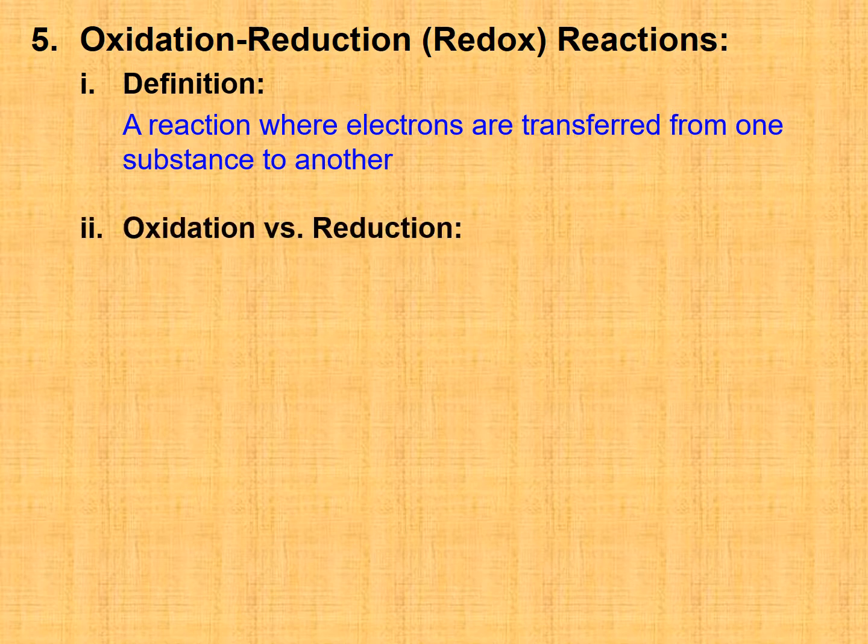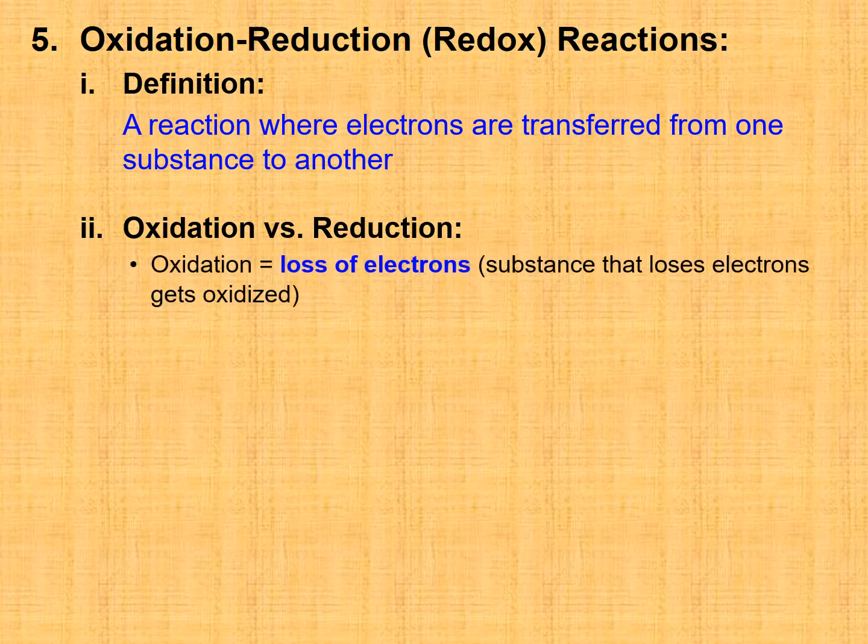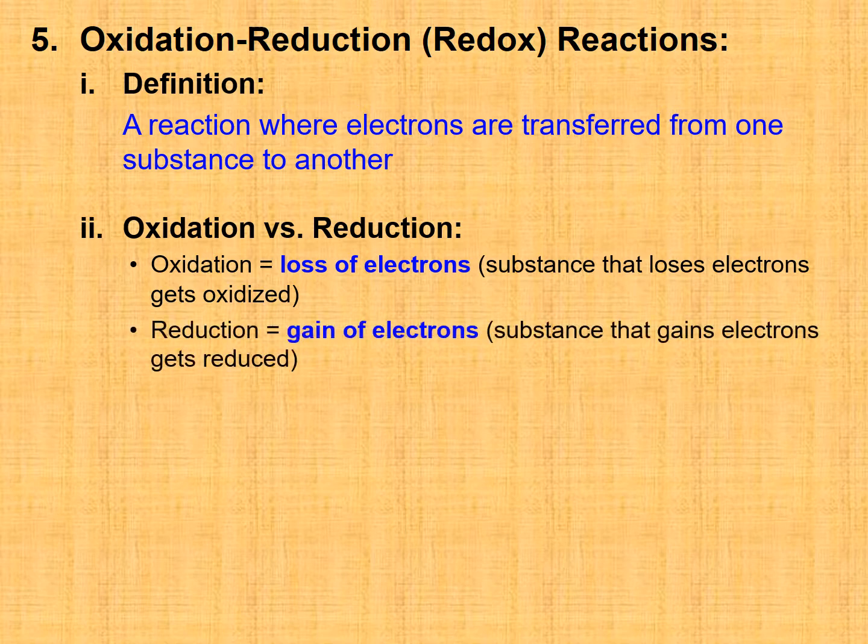Let's start by defining what it means for a substance to get oxidized or reduced. The substance in the reaction that loses electrons is the substance that gets oxidized. To make sense of the term, when a metal reacts with oxygen, it loses electrons in forming the metal oxide product, hence the term oxidation. The substance that gains electrons is the substance that is being reduced.